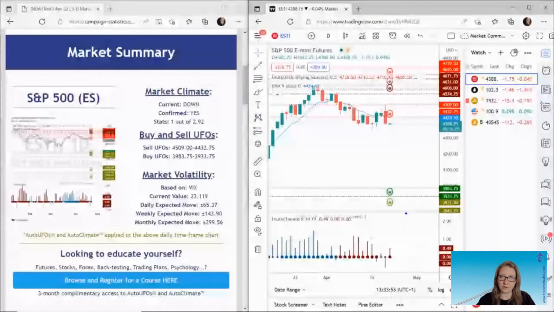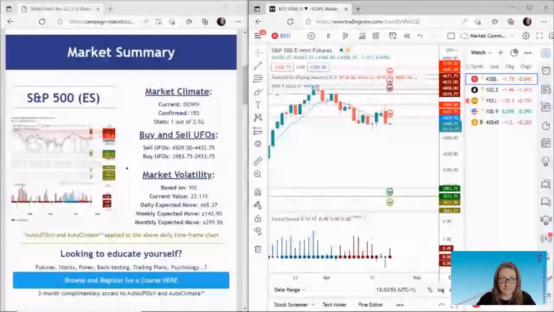So S&P 500, top 500 US stocks, thick red dot. On a daily time frame today, we have probability to the downside here with the S&P. We also have sellers close by between 45.09 to 44.32.75, and quite a way to go before we hit buyers down here at 39.83.75 to 39.33.75. Overall probability down there for the US stock market.